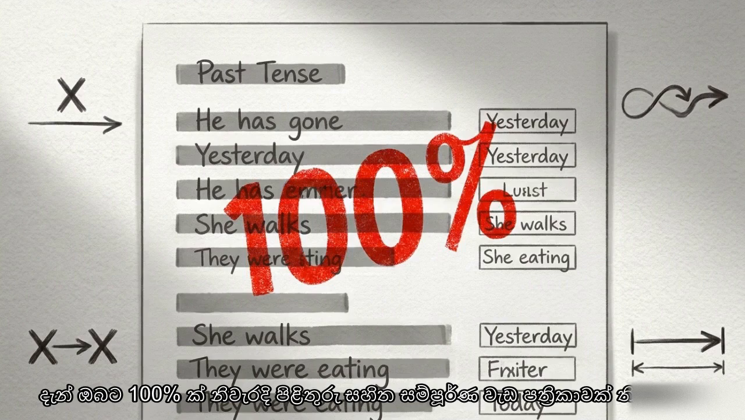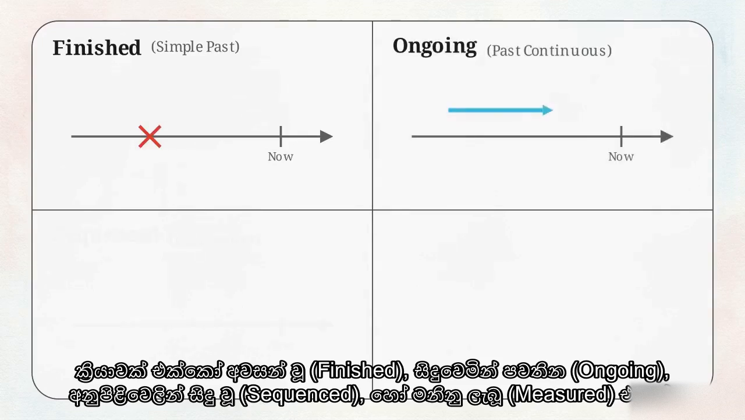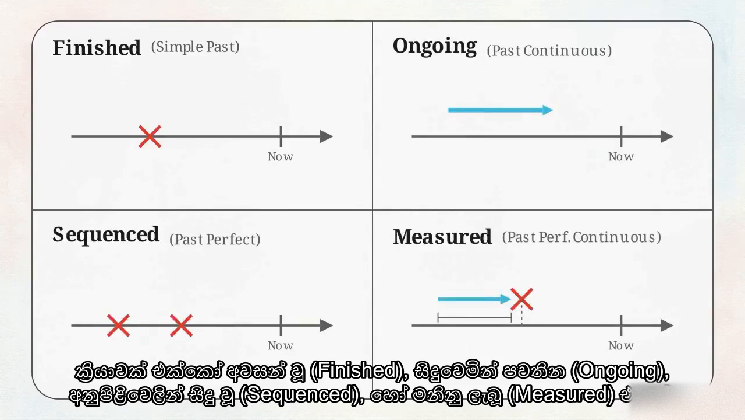You now have a complete worksheet with 100% correct answers. Every sentence in the English language using past tenses falls into one of these categories. An action is either finished, ongoing, sequenced, or measured.